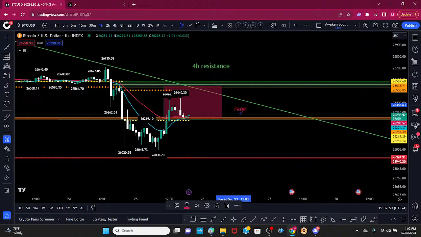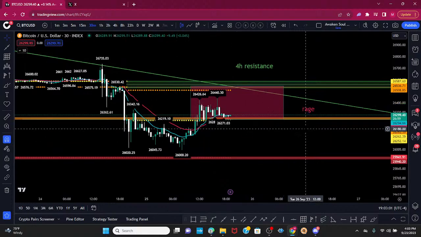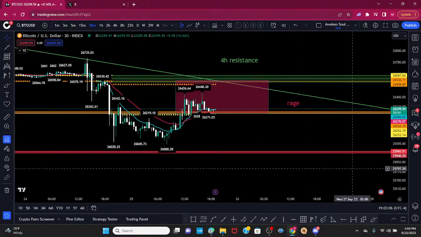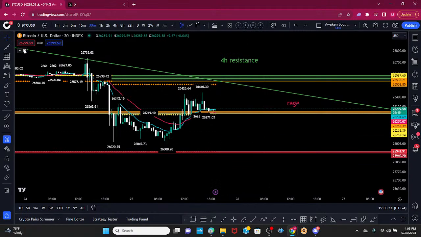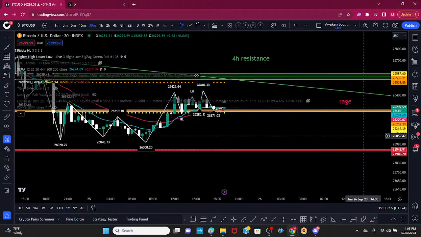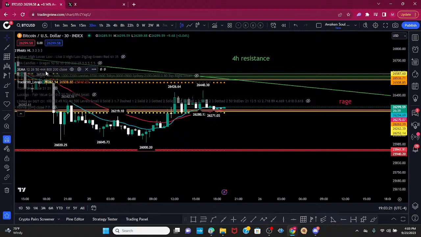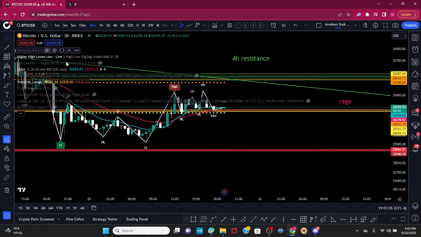Go ahead and submit my range here, and I'm going to go ahead and do 30 minutes. We have a little cup and handle going on. Do you see that? A little cup and a handle on my 30 minutes. On my 30 minutes, that's when I'm going to start using higher highs, lower lows.